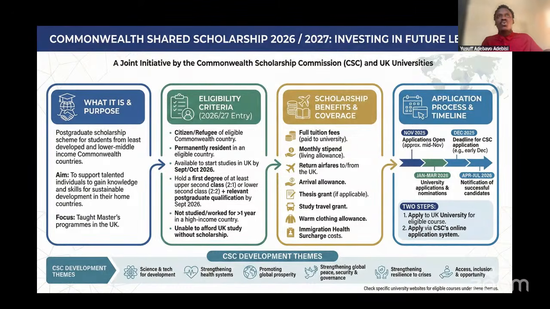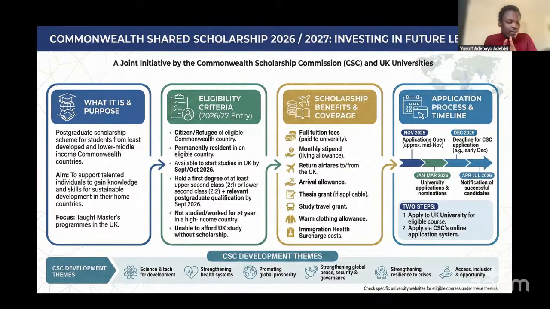You also need to check the courses that are actually available for Commonwealth Shared. Not all courses in the UK universities are eligible for the scholarship. Please note that. Some people apply for a program because they love the program in the university, but it's not available for Commonwealth Shared. That means you cannot apply for the scholarship through Commonwealth Shared, because they select different courses annually. A course might be there this year and not be there next year.